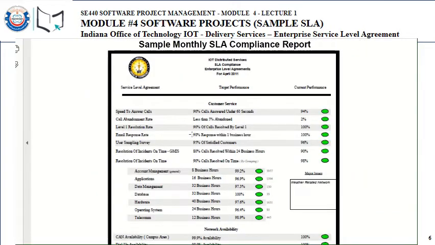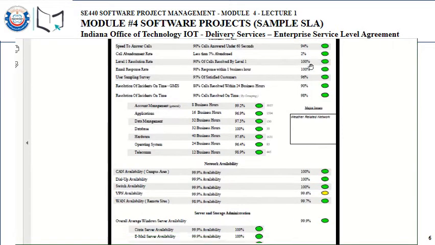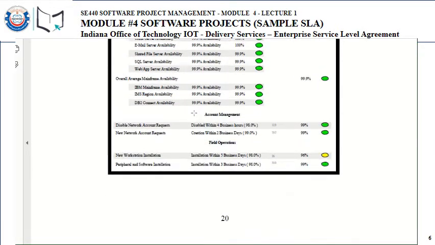And here is a sample monthly SLA compliance report. As you can see, speed to answer calls. Well, it's like 90% of the calls were answered under 60 seconds. So that makes things good, and so on. Well, basically that's all for this, and I will leave it to my students to print out this sample SLA and read it carefully to understand its content. Good luck. Thank you.